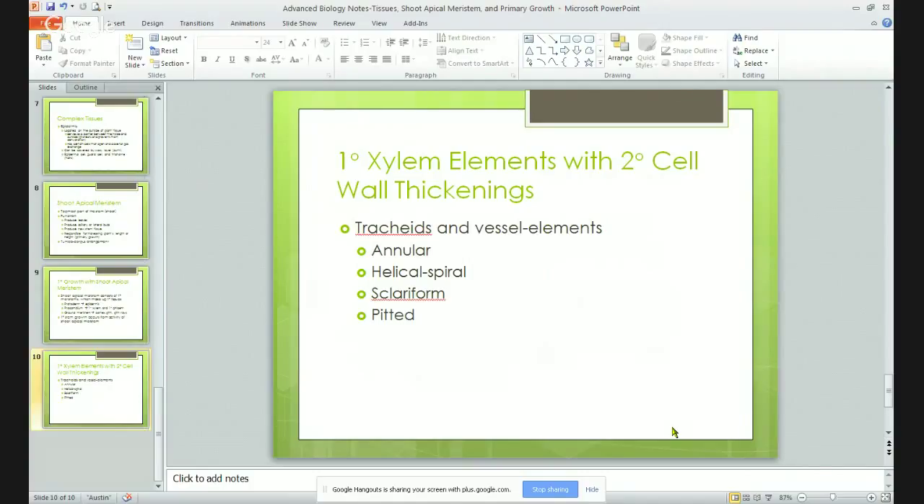So it's developed some of these different versions. You can have your annular, which is reinforced circles just throughout the vessel element. You can have helical, or spiral, which is just like it says, a helix or a spiral going through, providing some additional support there. You can have what's called scleriform, so it's kind of a zigzag pattern there.